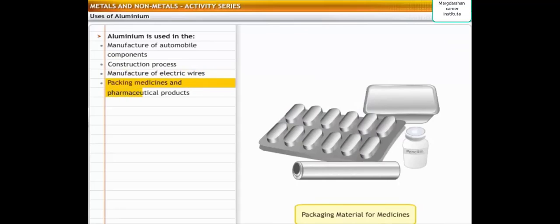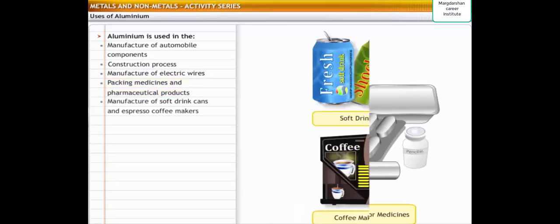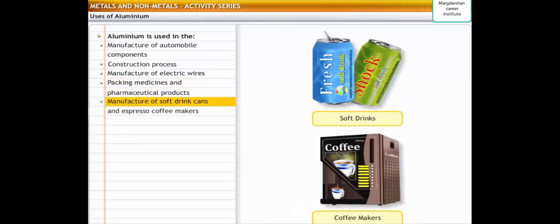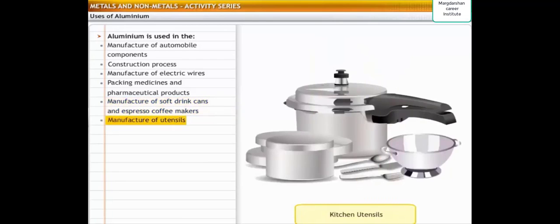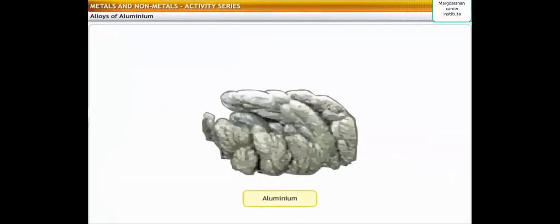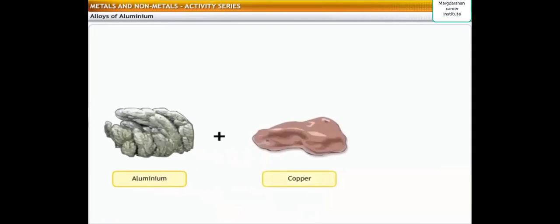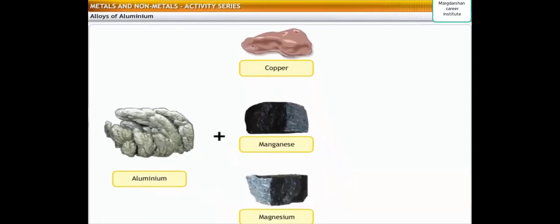For the packing of medicines and pharmaceutical products due to its malleable nature. In the manufacture of soft drink cans and espresso coffee makers because it does not rust and is relatively less toxic in nature. In the manufacture of kitchen utensils because aluminium is a good conductor of heat. Extracted aluminium in combination with other metals like copper, manganese, and magnesium form alloys.